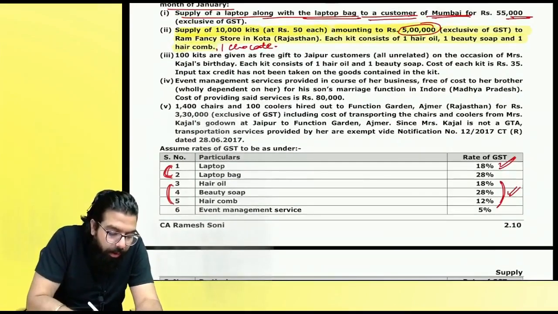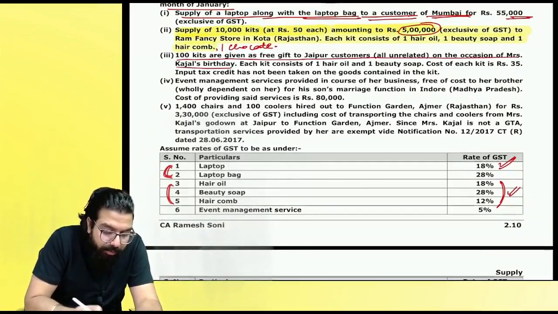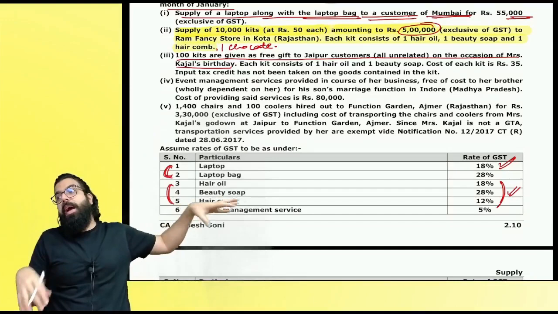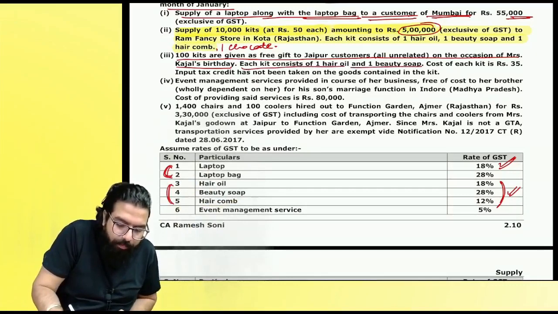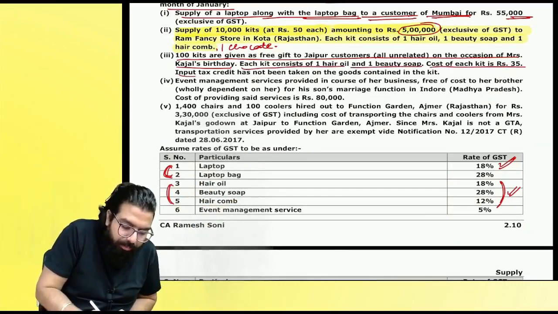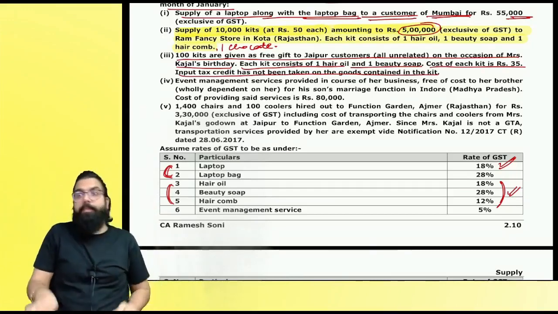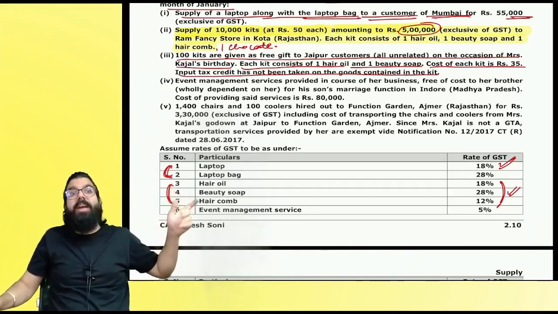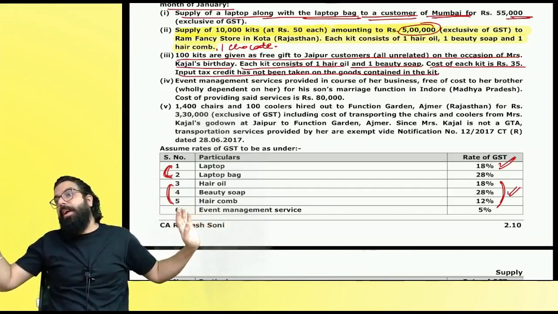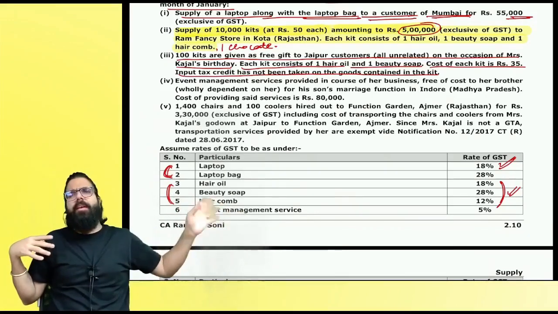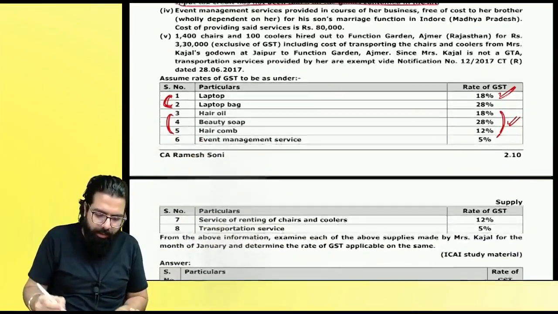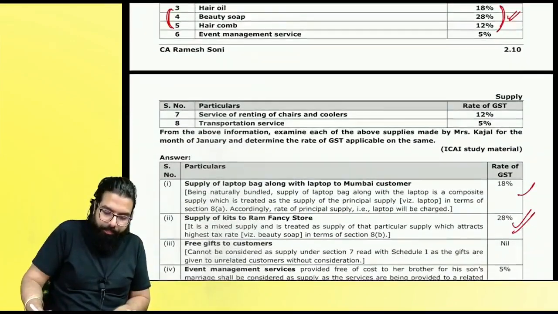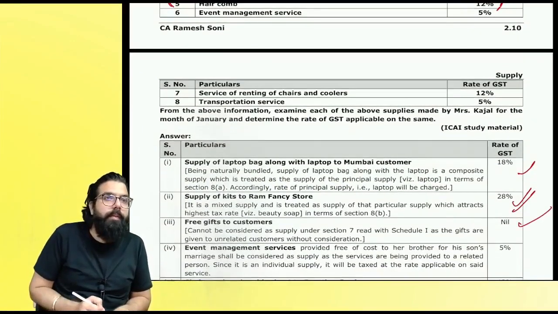Let's read. 100 kits were given free to Jaipur customers on the occasion of Mrs. Kajal's birthday. On my birthday, what did I do? I gave 100 kits free. Each kit consists of one hair oil, one beauty soap. Each kit is of rupees 35. ITC has not been taken on the kits. Permanent transfer of business asset where ITC has been availed. Did we take the ITC? We bought kits, we gave them free. Can I give free on the occasion of my birthday? Yes. No ITC, will it be a supply? No. Can you see GST, everyone? Will it come? Nil. Is my point clear to all?